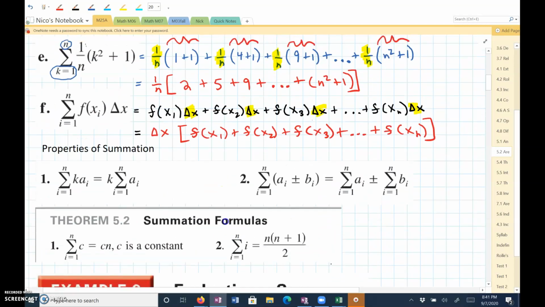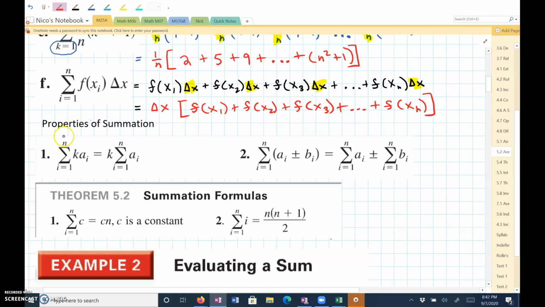Let's look at a few properties here. So here, if we have the summation from i equals 1 to n of k times a sub i, where k is a constant, what you can do is factor the k out in front. Then when you do the summation, it would be a sub 1, a sub 2, a sub 3, plus dot dot dot, plus a sub n.